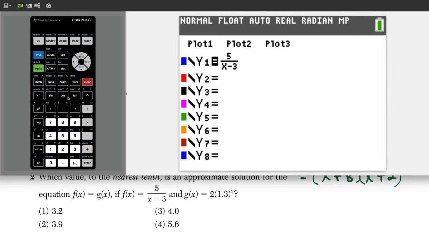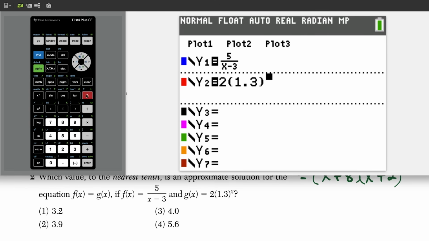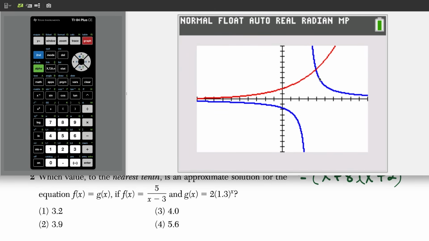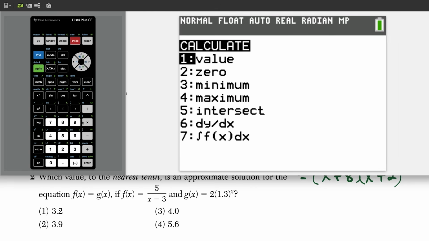And now for g of x, we have 2 times, and then in parentheses, we have 1.3. I close the parentheses and I press the up button here to make the exponent, and then we just type our x. So now we press graph, and you could see that the graphs intersect right here in quadrant 1. So if we want to find the solution, we're just going to press second trace number 5 for intersection.